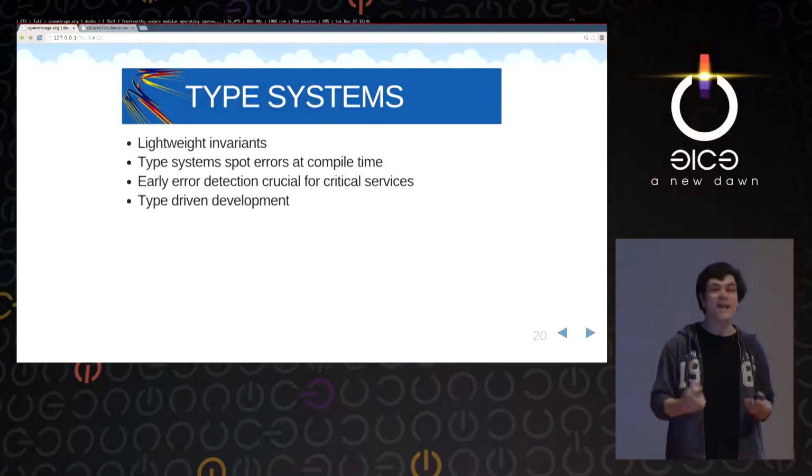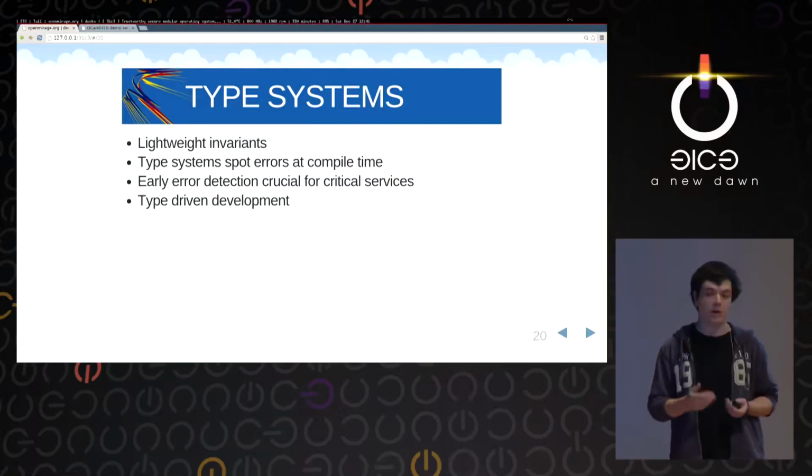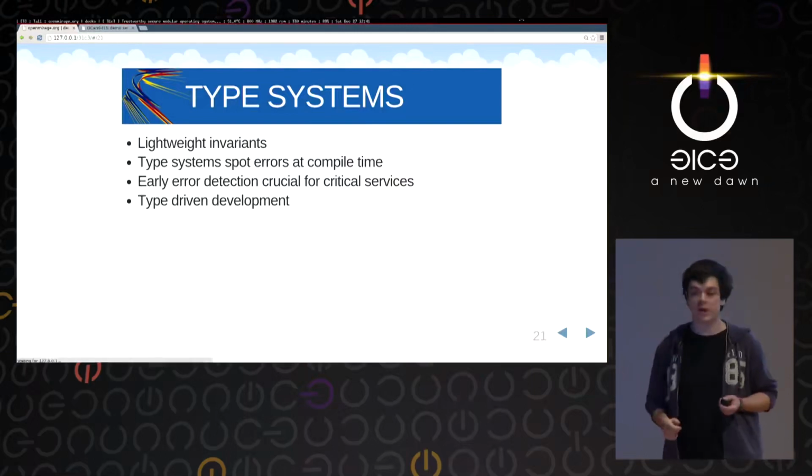So the type system is a very crucial component to our approach. It gives us the soundness. On a basic level, we know we're not doing something wrong in another part of the application.